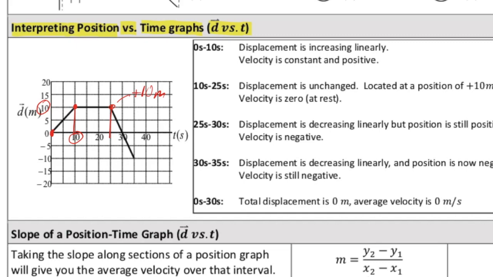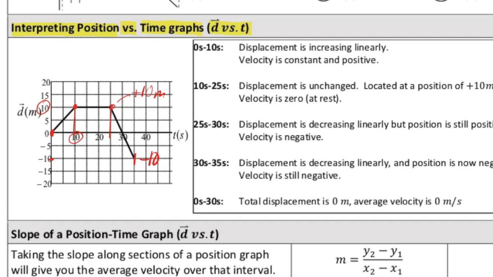Now, let's take a look at what happens when we go from 25 to 35. We're going from a positive position of 10 to a position of negative 10. So what that means is that in this section here, we have traveled a total of 20 meters, but backwards.